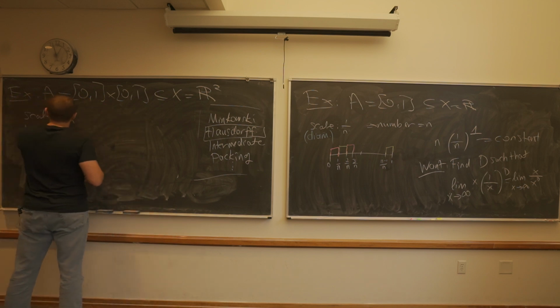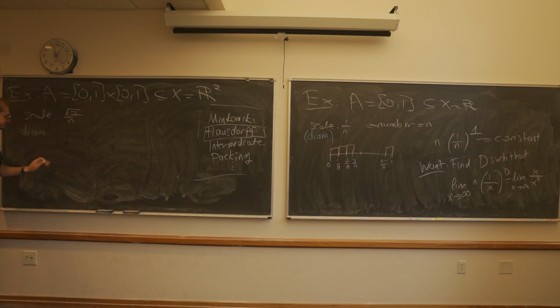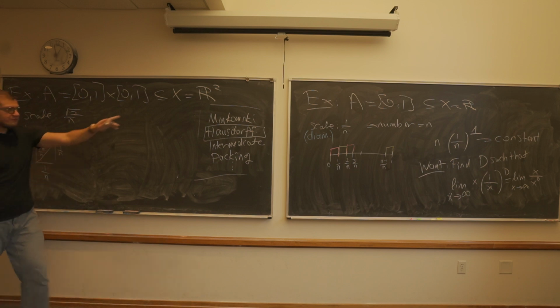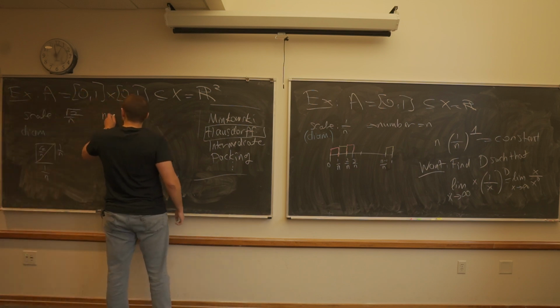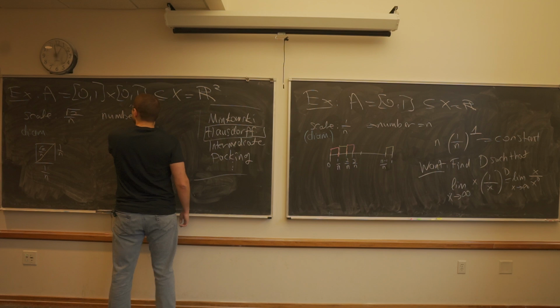Let's say that the scale is root 2 over n, so that the diameter comes out easy. Because if this is a small pixel and it's a square, if 2 sides are 1 over n, then the diagonal is going to be root 2 over n, which is going to be the diameter. Okay? So if I'm interpreting the scale in the sense of diameter, then the number of pixels should be what?